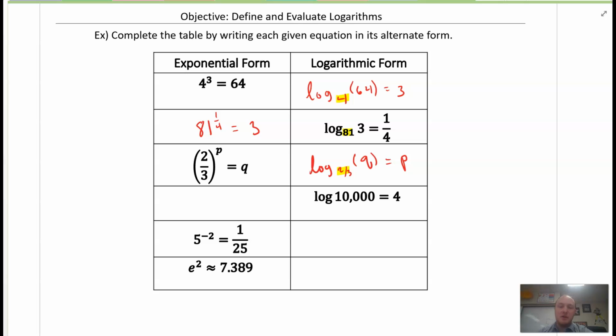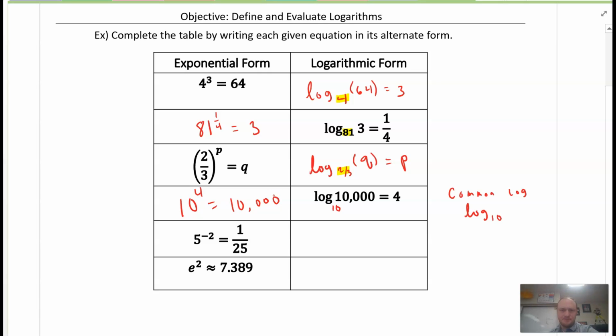Okay, here I have log of 10,000 is equal to 4. And here I want to let you know that this is what we call a common log. With a common log, this is log base 10. So really there's an invisible 10 down here, okay? So we have 10 to the power of 4 is equal to 10,000.